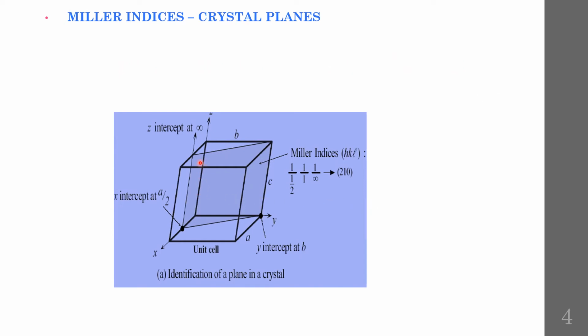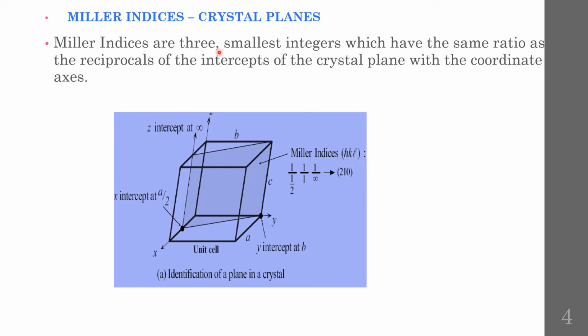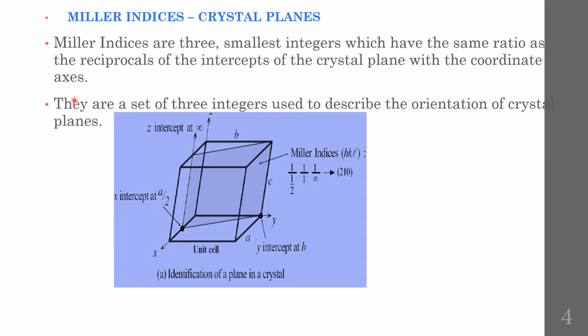So here an example of a plane is shown. This is a plane. The gray shaded part is a plane inside the cube. We will see the definition of Miller indices. Miller indices are three smallest integers which have the same ratio as the reciprocals of the intercepts of the crystal plane with the coordinate axis. They are a set of three integers used to describe the orientation of crystal planes.